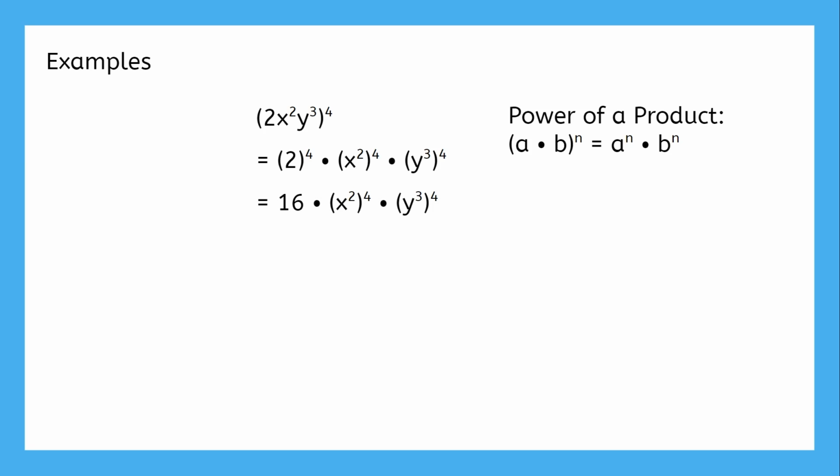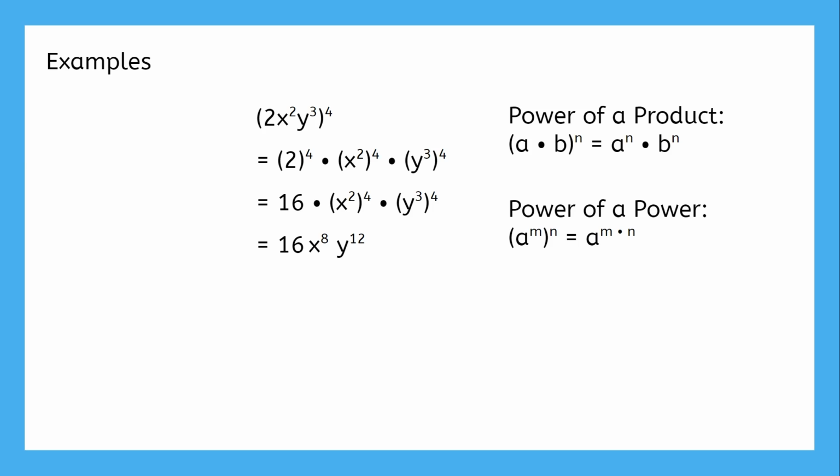2 times 2 times 2 times 2 is 16. Now we still need to deal with those variable terms. What can we do with them? Well, we can use the power of a power rule. 16 is just 16, but x squared to the fourth power, a power to another power, those exponents will multiply and make 8. In the same way, the exponents on y, 3 and 4, will multiply to make 12.